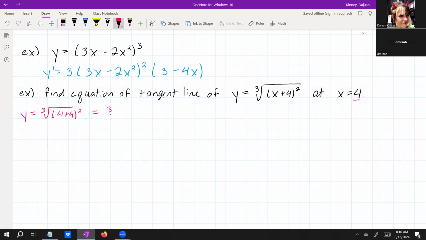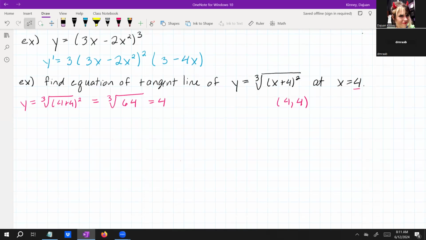4 plus 4 is 8. 8 squared is 64. And I do believe the cube root of 64 is 4. Let me check. Oh, good. So my ordered pair then is 4, 4. We're going to need that in a little bit, but not yet.